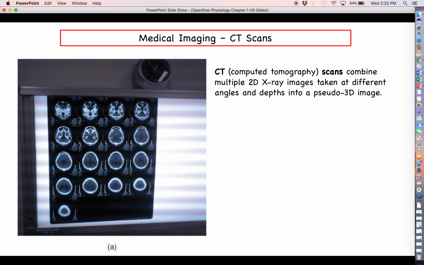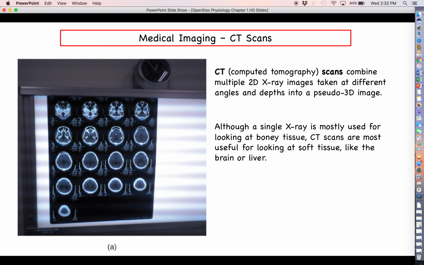So moving right along here, CT scans. The CT stands for computed tomography. This is basically the X-ray on steroids. What a CT scan essentially is, is multiple X-rays that are taken at different angles and different depths, and those individual X-rays can be pieced together into something of a pseudo three-dimensional image. So think of it kind of like a three-dimensional X-ray.